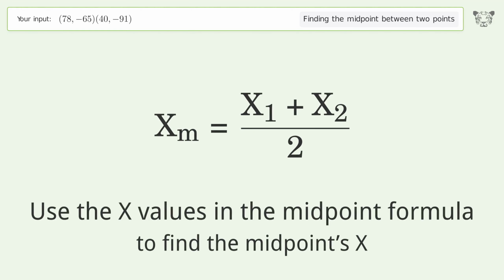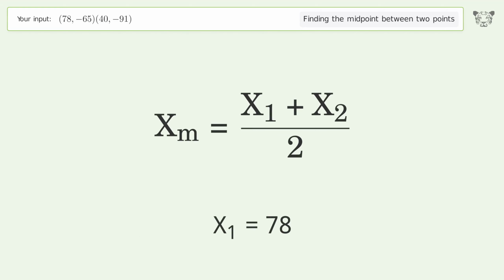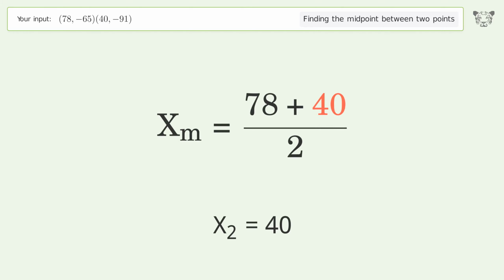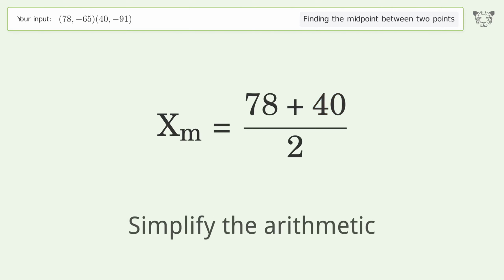Use the x values in the midpoint formula to find the midpoint's x. x1 equals 78. x2 equals 40. Simplify the arithmetic.